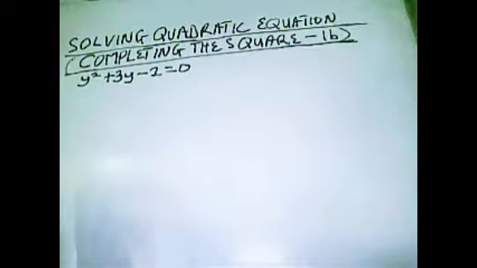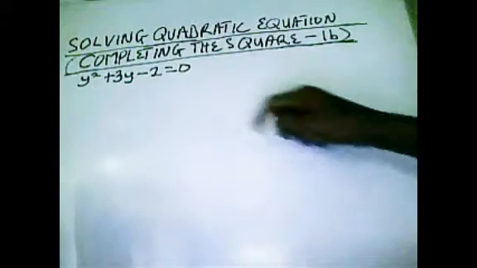In today's lesson, we are going to continue from where we stopped in the previous lesson. Don't forget, we are talking about the completing the square method, that is, solving quadratic equations by completing the square. So let's solve this second example on the board.